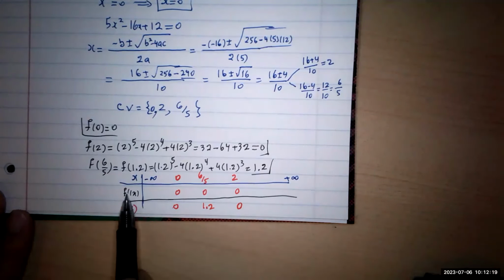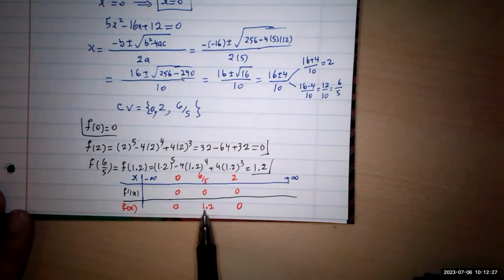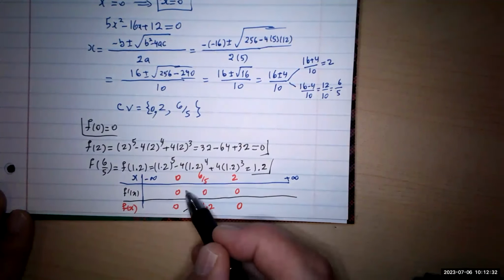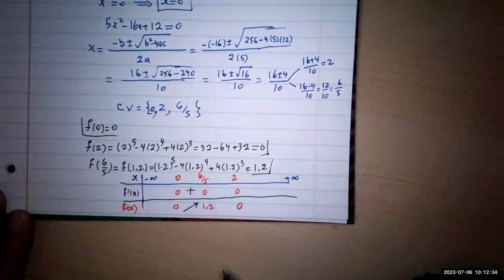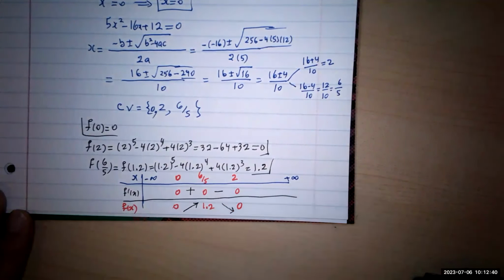So you have to determine the sign of the f prime. You can get help from these numbers here. Otherwise, you have to test some numbers. So from 0 to 1.2, this is increasing, so f prime would be positive. From 1.2 to 2, this is going to be decreasing, so f prime would be negative.